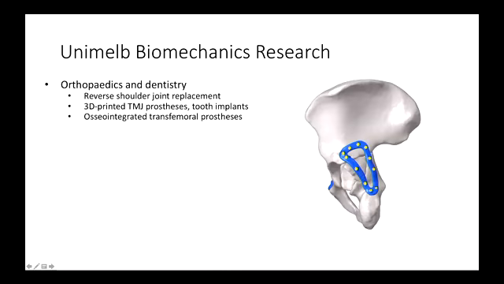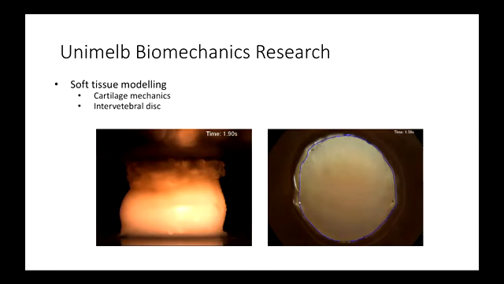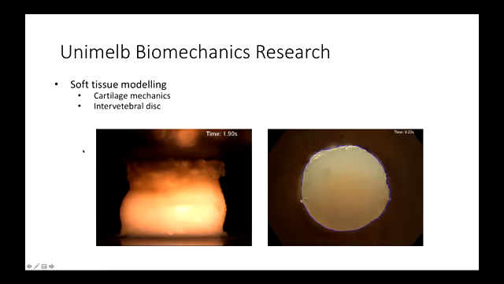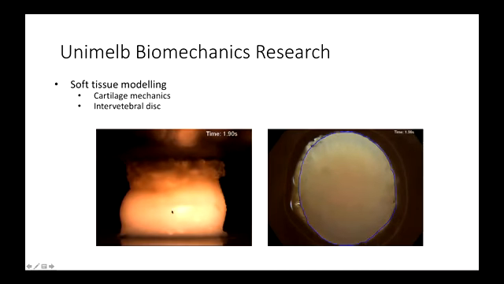Another one's 3D printed fracture plates. Instead of having a surgeon shape the plate to the patient, you can actually 3D print the fracture plate. And lastly, work on cartilage. This is showing a cylinder of cartilage, what it looks like when it gets compressed.